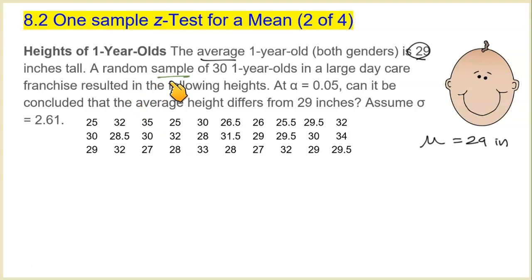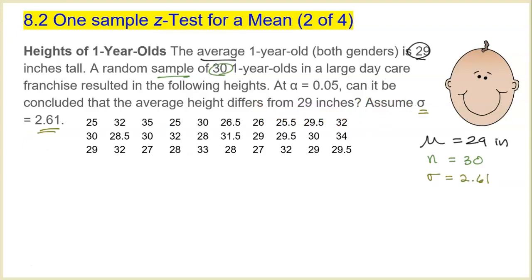And then a random sample of 30 1-year-olds in a large daycare franchise resulted in the following heights. So our random sample of 30, well, that's our sample size, n equals 30. And these are the following heights it's referring to. At alpha equals 0.05, can it be concluded that the average height differs from 29 inches? So we have our standard deviation here, 2.6.